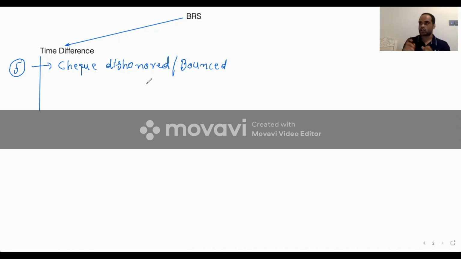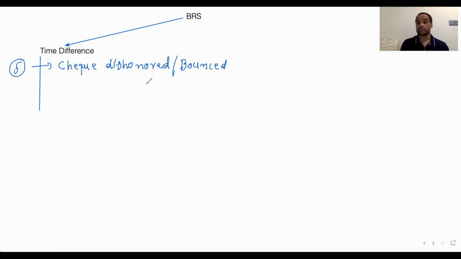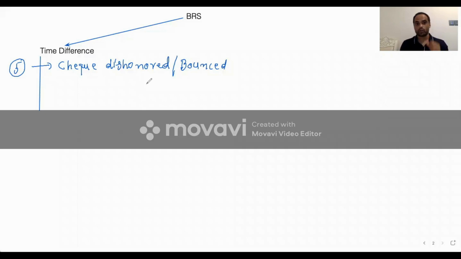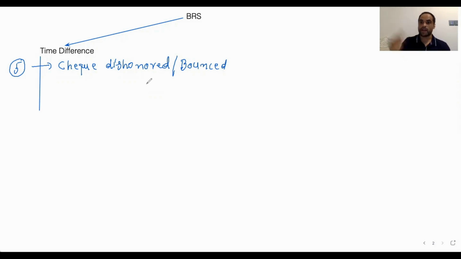For example, I receive a check from the account receivable. Account receivable is my customer. My customer gives me a check, and I deposit this check in the bank. When the bank returns that check back to me, that's called check bounced, check dishonored. But now the question is, why will the bank return that check to me? Why does the bank not contact the other banks, and why does the money not come into my bank account? That normally happens. That's what we have studied in our previous time differences.